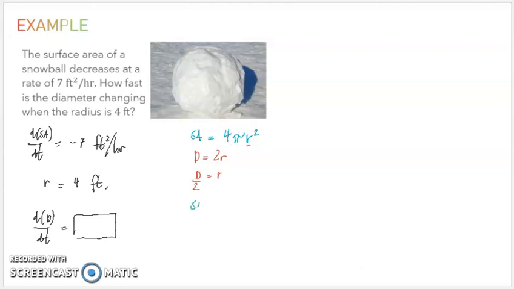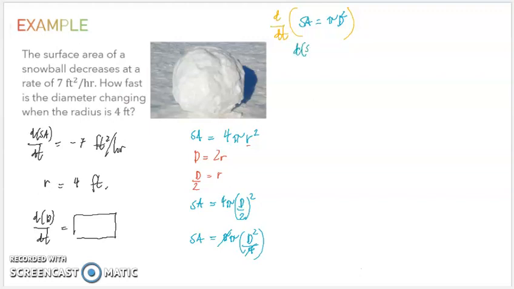Then we have the surface area is equal to 4 pi times d over 2 squared. Simplifying this, we have 4 pi times d squared over 4. Then we can cancel the 4. Then we have the surface area is equal to pi d squared. And this is what we will differentiate with respect to time.